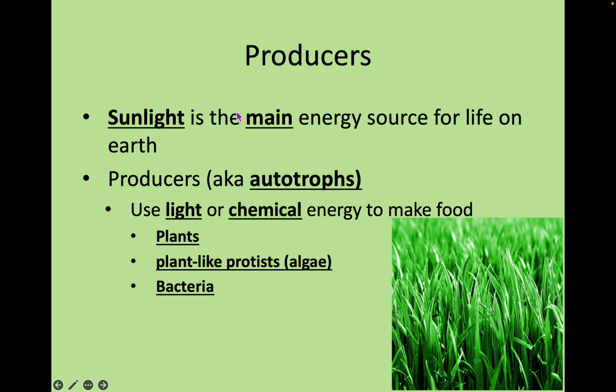Producers are important in an ecosystem because without producers, we wouldn't have any other species. Sunlight is the main energy source for life on Earth. Producers, also known as autotrophs. Autotrophs are species that use light or chemical energy to make food. They're able to make their own food. Auto means self, troph means feeding. So autotrophs are able to feed themselves without relying on any other organisms. So examples of producers include plants, plant-like protists like algae, and bacteria.